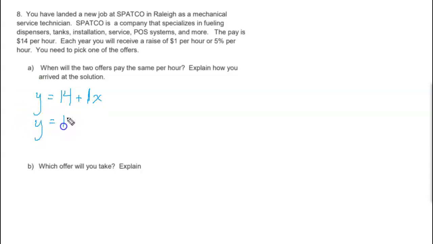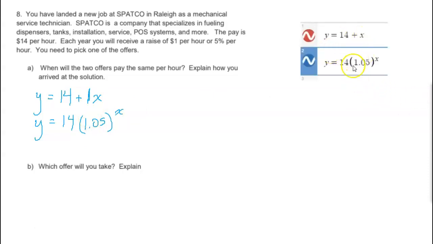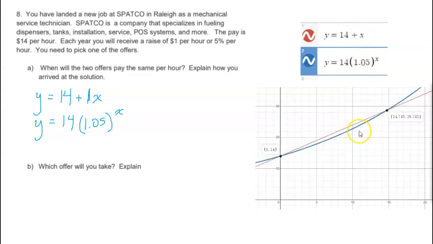The second situation, I start with $14, but it's going up 5% each year. So in the first, each year it goes up $1. Here, each year it goes up 5%. So I want to know where and if these two things are equal. I'm going to take my two equations and type those into Desmos, and look and see if they intersect.